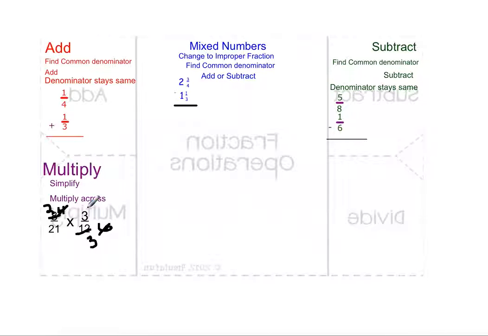Now let's go to this numerator. Well, this numerator and this denominator can be simplified because 3 can go into 3 once, and 3 goes into 3 once. So now when I multiply, I've got 2 times 1 is 2. 21 times 1 is 21. My answer is 2 over 21. You can begin your homework.